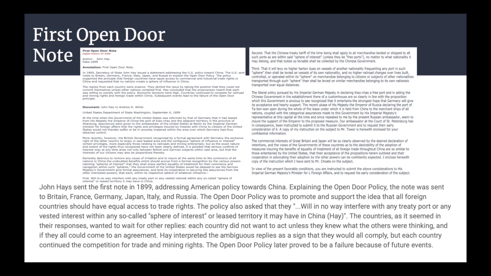The countries and their responses wanted to wait for other replies because each country didn't want to act unless they knew what the others were thinking and if they could all come to an agreement. Hay interpreted this response as a sign that they would all comply, but each country continued to compete for trade and mining rights, which then led to the open door policy being a failure.